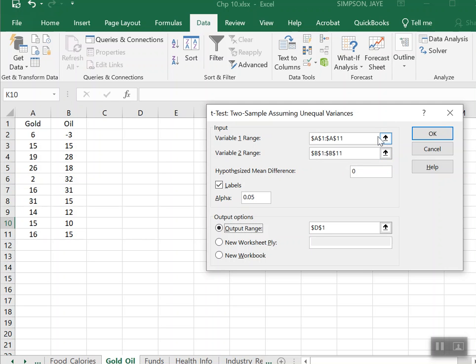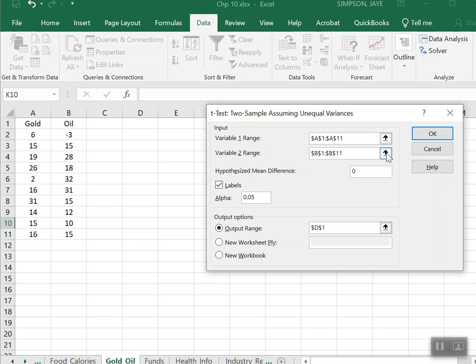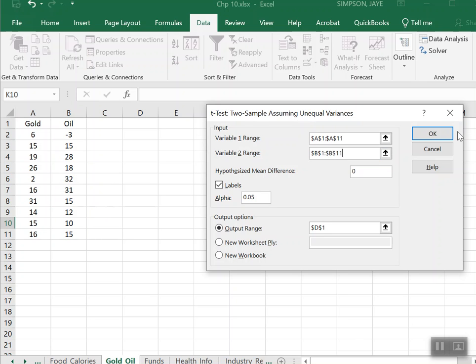Now, in variable range 1, I'm going to highlight gold. Now, I'm going to highlight the label also. You don't have to, but I'm going to. And in variable range 2, I'm going to highlight oil. Now, again, it doesn't matter if we say gold is 1 and oil is 2, as long as we keep it straight. It matters when you're doing a one-tailed test, but not when you're doing a two-tailed test. So I am hypothesizing that the mean difference is 0. If I were hypothesizing that the mean difference was 20, then I would plug in 20 here.